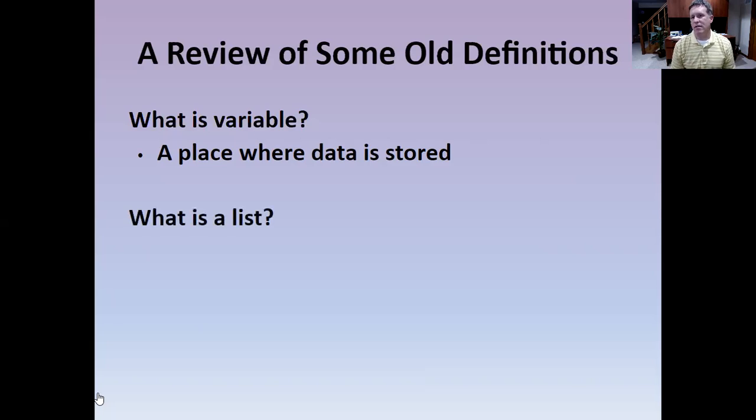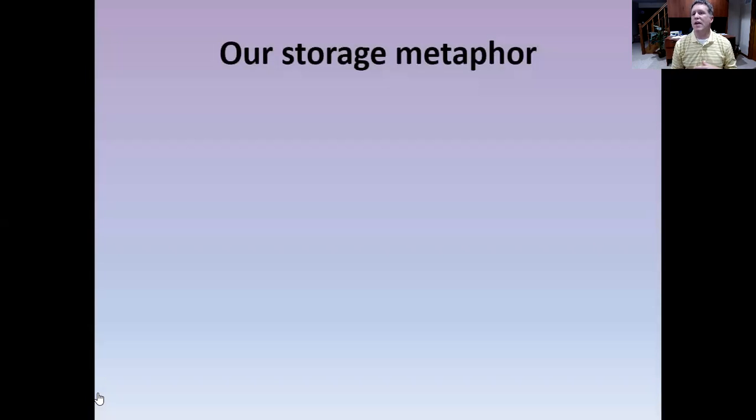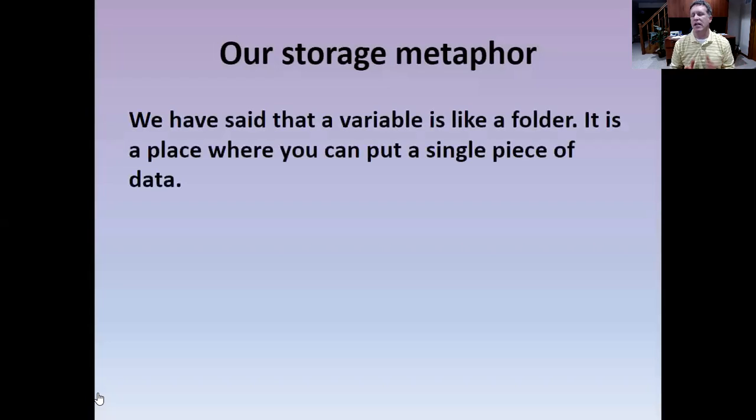A list, remember, is a special kind of variable that's capable of storing multiple pieces of data, all right? So we used a metaphor to kind of explain how these two things work. And we've been saying that variables are kind of like a file folder, okay? So if I've got a file folder, I can go over to that folder and I can put a piece of paper in that folder, but variables are only able to hold one piece of data at a time. So it's like it can only hold one piece of paper at a time, all right? That's all that we can put in that folder.